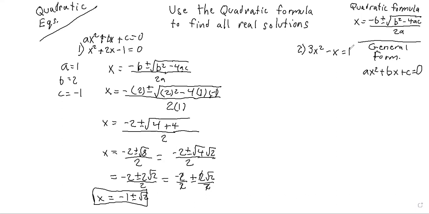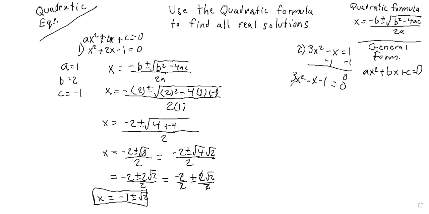We have 1 on this side of the equal sign. We just subtract 1, right? So that's a plus 1 minus 1, which gives us 0. And then, of course, because it's an equal sign, if we subtract 1 on this side, we have to subtract 1 on this side as well. So now we have 3x squared minus x minus 1 equals 0. Now it's in the correct format.